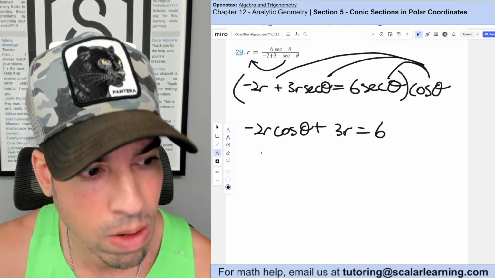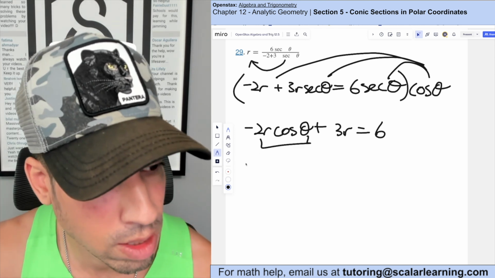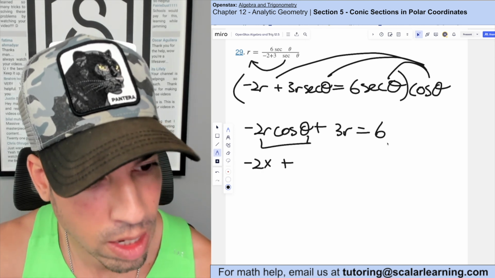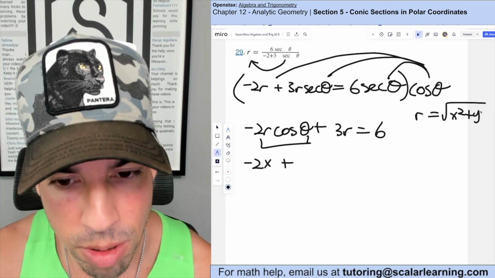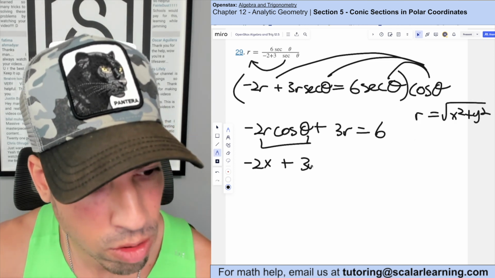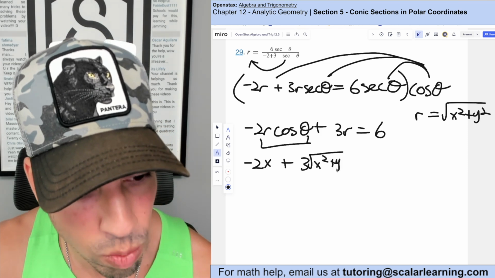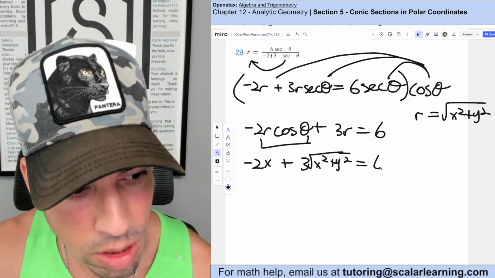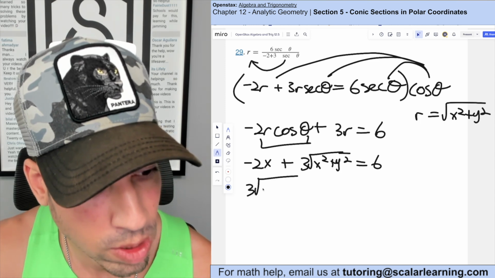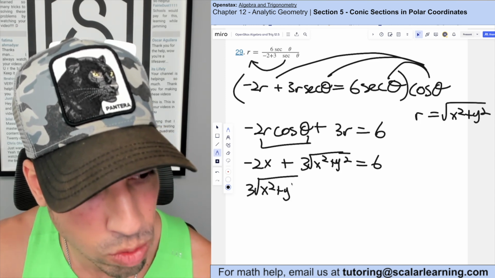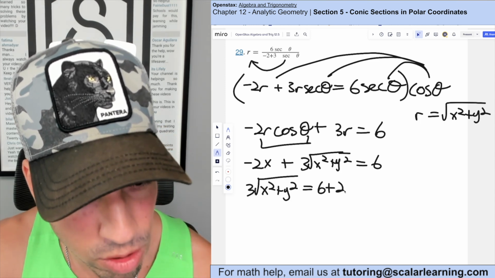All right, this is beautiful now, because r cosine theta is just x, and r is also equal to the square root of x squared plus y squared. So now we got negative 2x plus 3 square root x squared plus y squared, and this equals 6. Now I'm going to isolate the radical, so I'm going to add 2x to the other side. So we got 3 times the square root of x squared plus y squared equals 6 plus 2x.